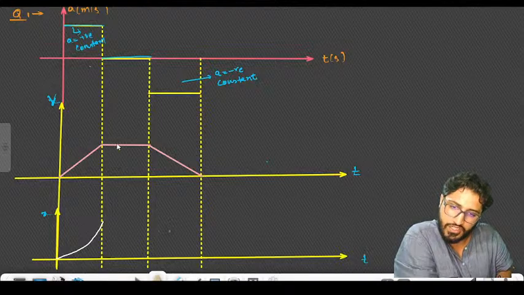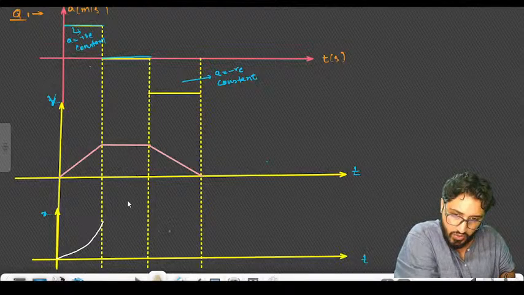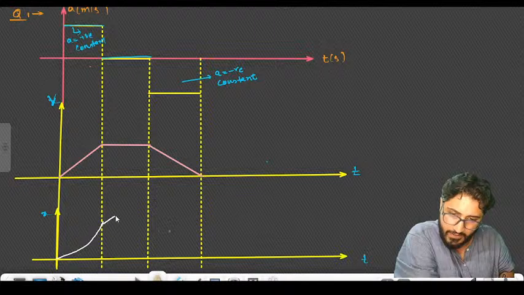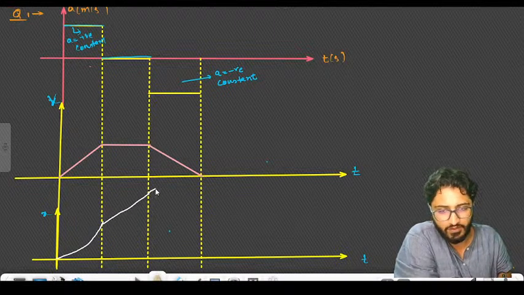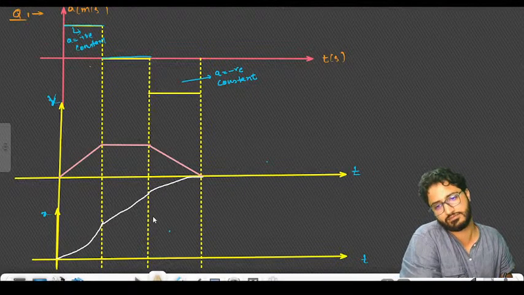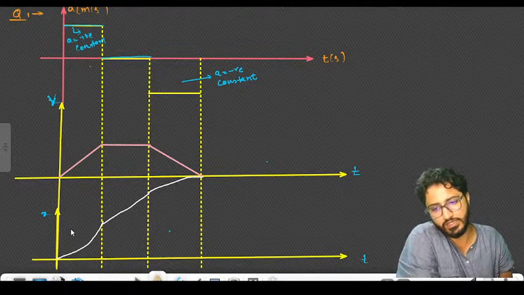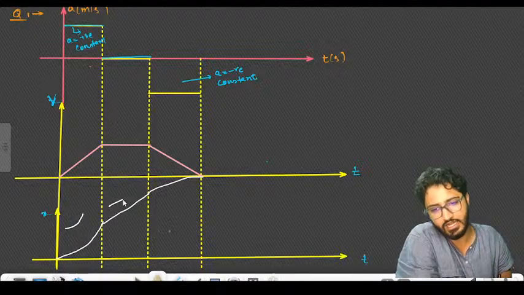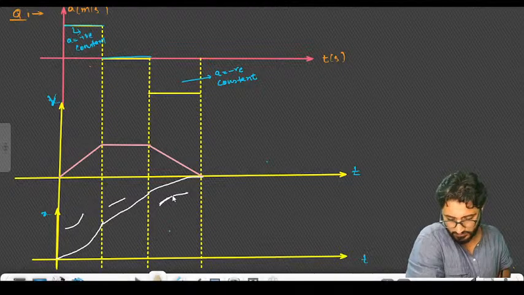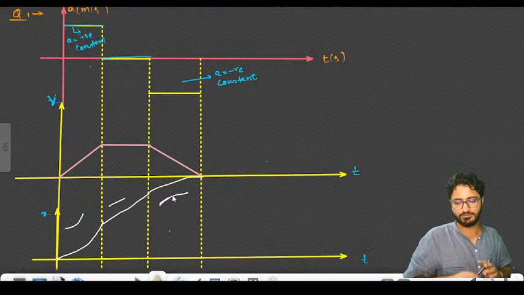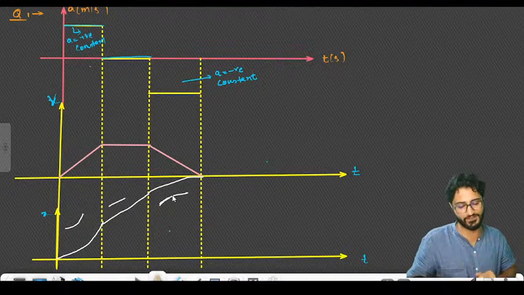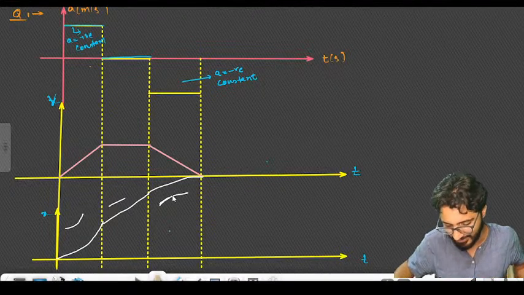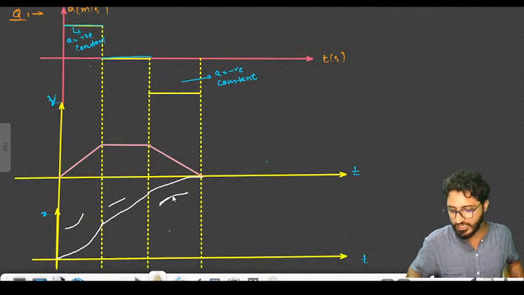Now my velocity is constant, so that will go like a straight line like this. Velocity decreasing, that will go like this. Okay, this one is like this, straight line, and this one is like this. Done. This is how you need to change your graphs.